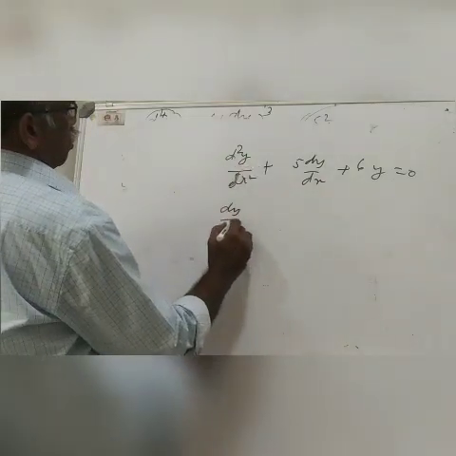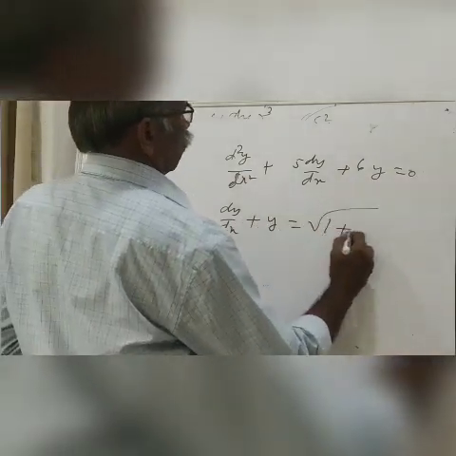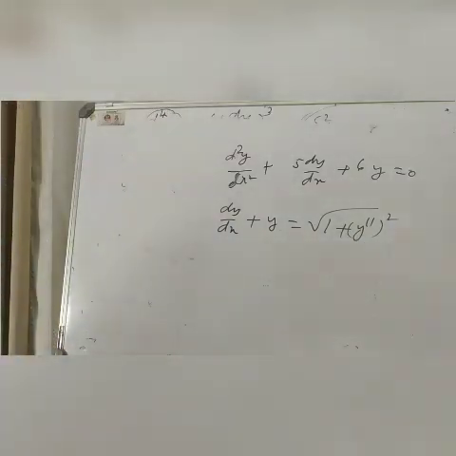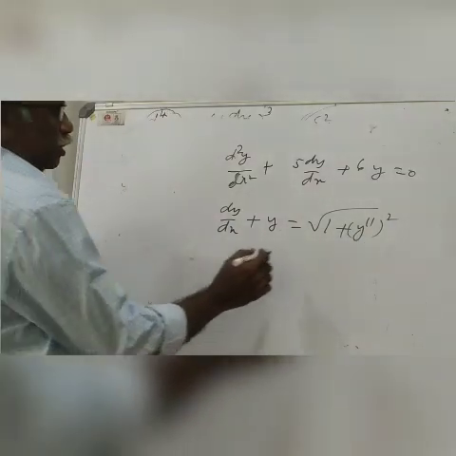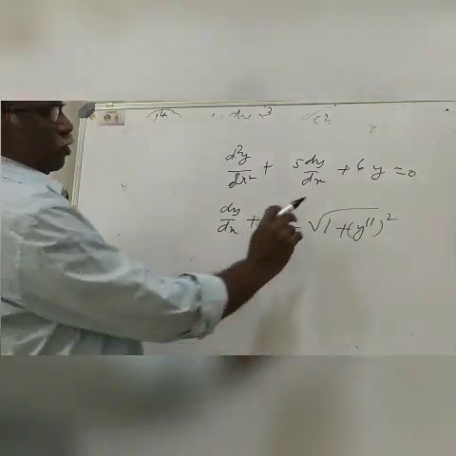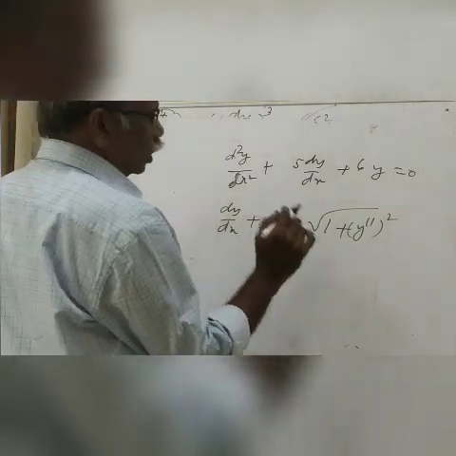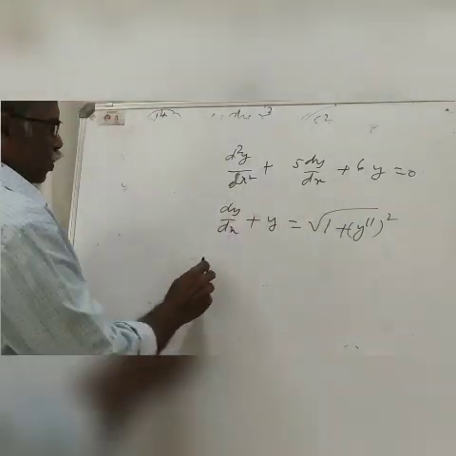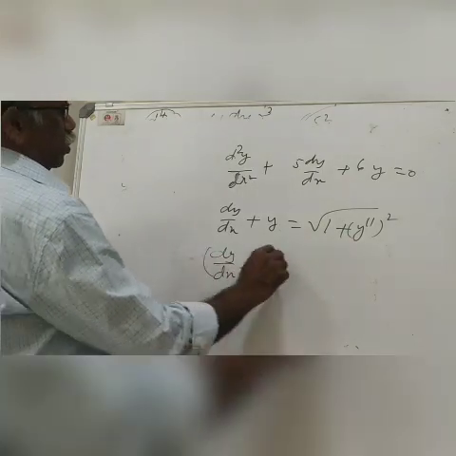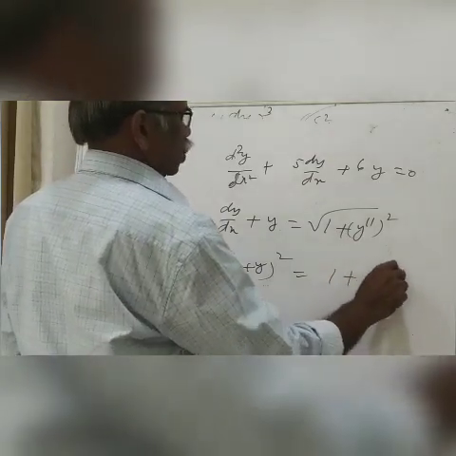Another example: dy by dx plus y is equal to root of 1 plus y2 dash the whole square. In order to find the order and degree of the differential equation, we have to remove this radical sign. How can we remove this radical sign? Removal of the radical sign is only by squaring both sides. When we square this term, this becomes dy by dx plus y the whole square equals 1 plus y2 dash square.